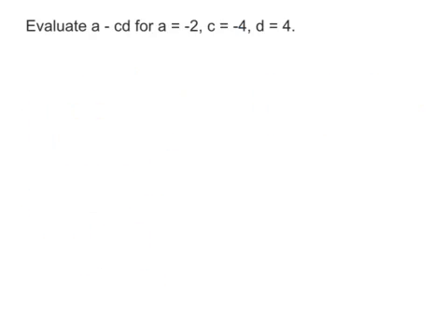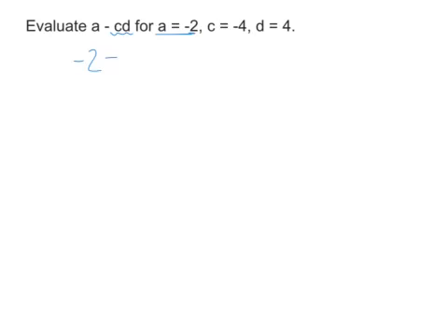Okay, the directions change on this example. So it says evaluate A minus CD for A equals negative 2, C equals negative 4, and D equals positive 4. So the first step is to substitute the numbers in for your letters, for your variables. So our A is negative 2, so we'll fill that in for A. Bring down our minus. Now notice the C and D are beside each other.